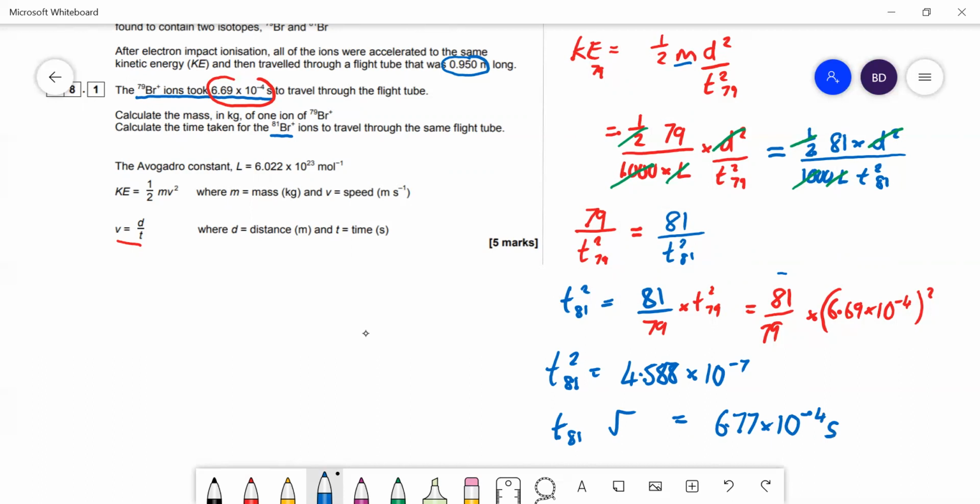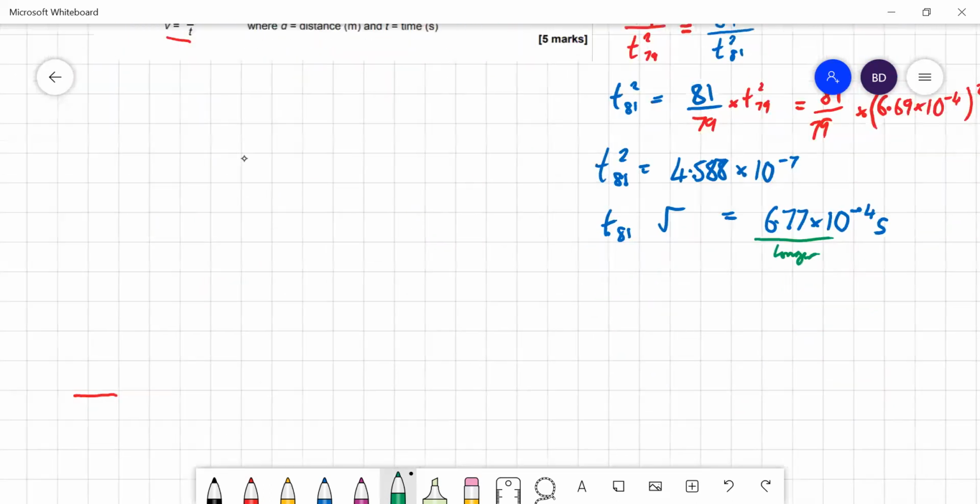Okay, quick common sense check. It's ever so slightly longer, isn't it, than the time for the 79, which is up there, which is right, because the 79 is a bit lighter. So with the same kinetic energy, it's going to be moving a bit faster. Okay, so that is the way I'll do that one.